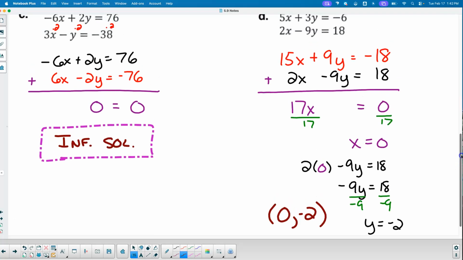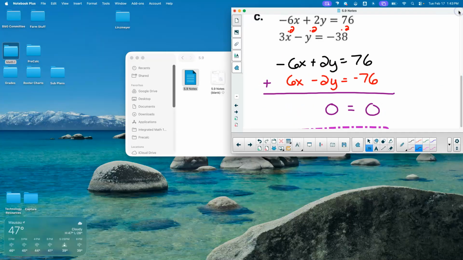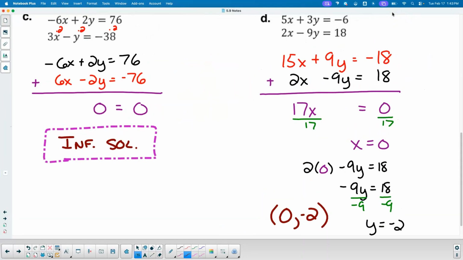Scroll back up just a bit. Plug it in. 5 times 0 is 0. 3 times negative 2 is negative 6. 0 plus negative 6 is negative 6. And negative 6 is equal to negative 6. 2 times 0 is 0. Negative 9 times negative 2 is positive 18. 0 plus 18 is 18. And 18 is equal to 18. So it works out there. Checked it. Now I can box it.